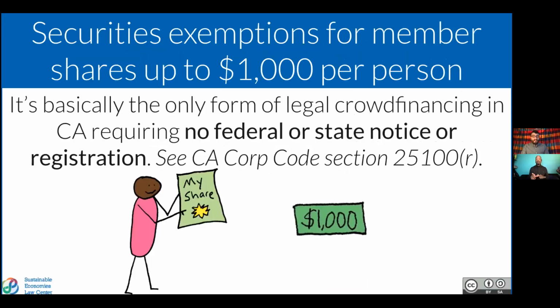Another benefit of California cooperative corporations is that there's a securities exemption for member shares up to $1,000 per person. I'm not going to talk about securities law, but it is really complicated, and it can get you into a lot of trouble when you're offering folks, or asking folks, to invest in your business. So I'm just going to say that a big benefit of the California Cooperative Corporation is that you're able to get members to invest up to $1,000, and you don't need to do any registration at the state or federal level to do that.